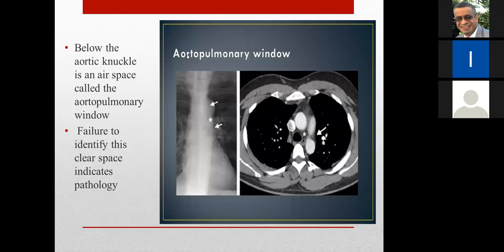The aortopulmonary window is the space between the aortic knuckle and the pulmonary trunk. This is the aortopulmonary window. This is the ascending aorta and descending aorta, and this is the beginning of the pulmonary trunk. So this space between them is called the aortopulmonary window. Failure to identify this space indicates pathology.